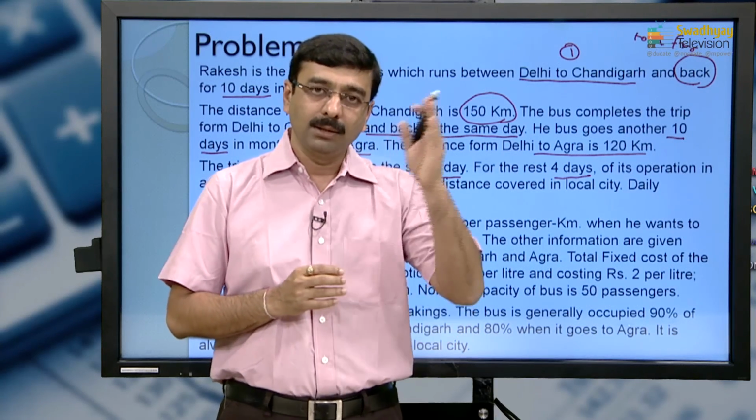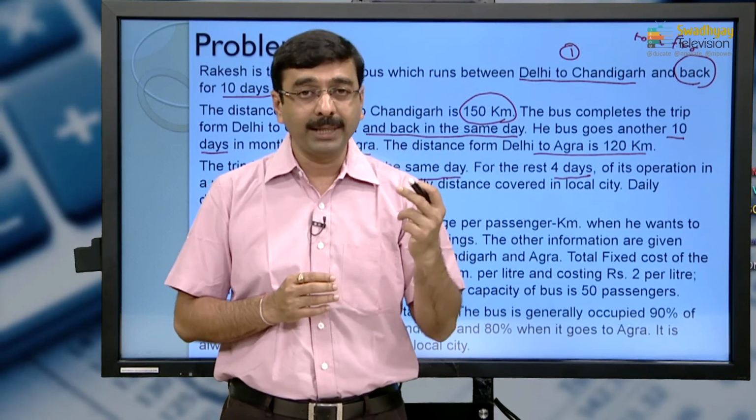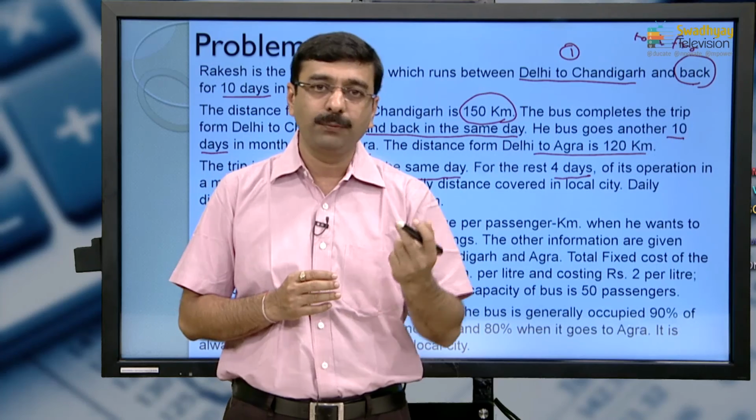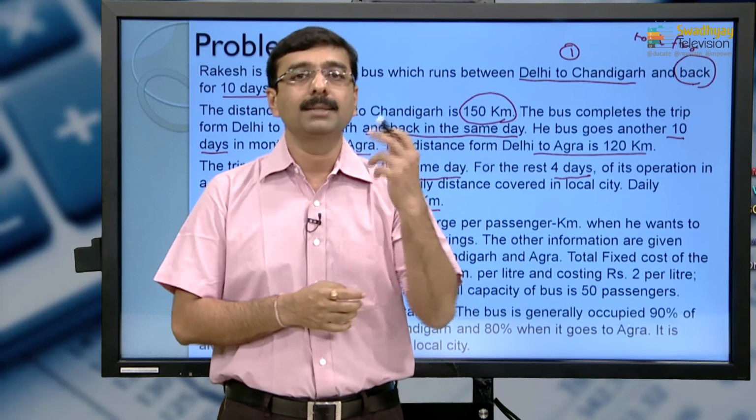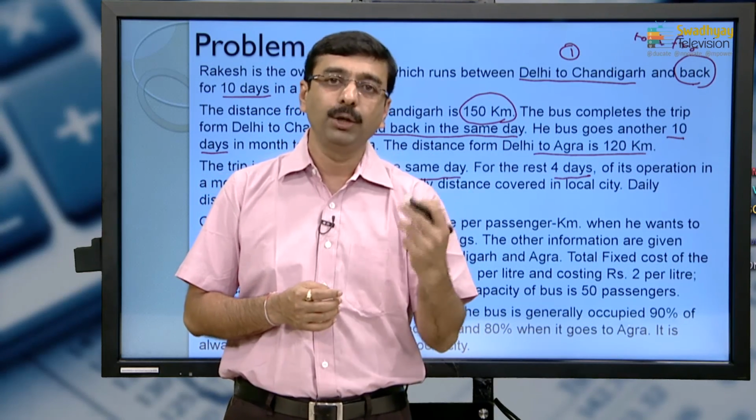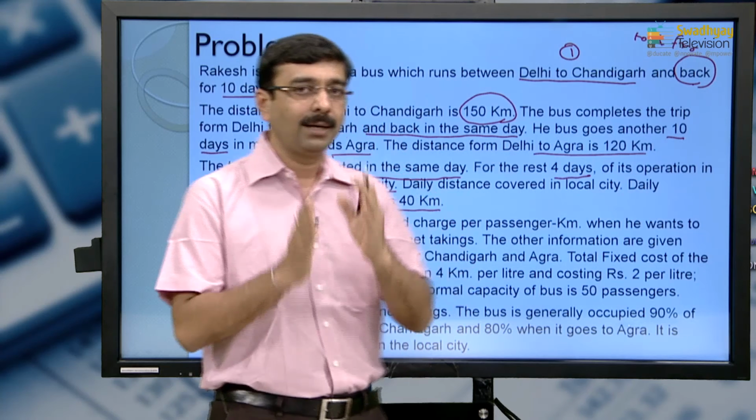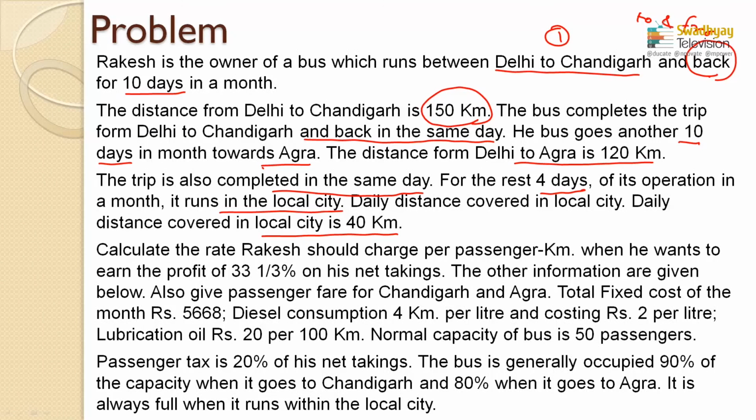So it means Delhi to Chandigarh is a to-and-fro trip, Delhi to Agra is also a to-and-fro trip, but in Delhi it is a circular route, maybe running a total of 40 kilometers. So there are 3 routes. Now, again see the question: we identified 3 routes, one is Delhi to Chandigarh, second is Delhi to Agra, and the third is the local city. So we identified the 3 routes.